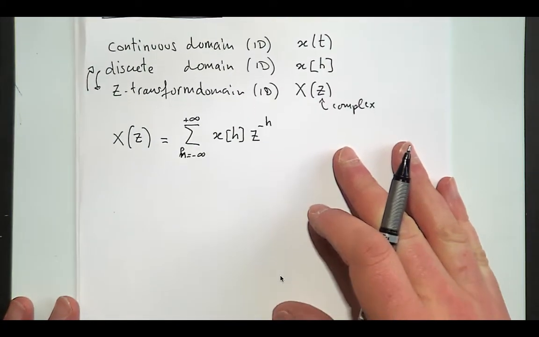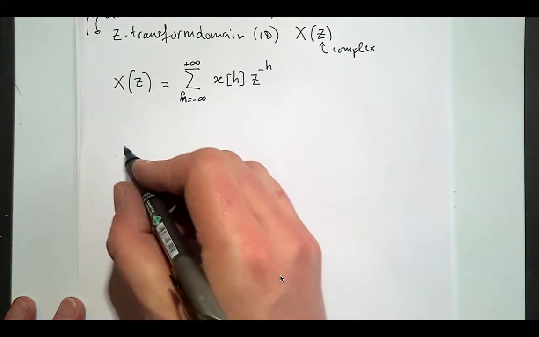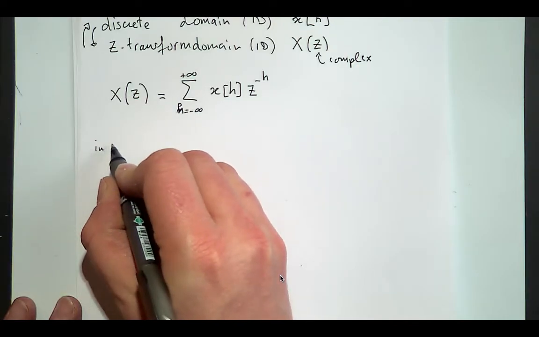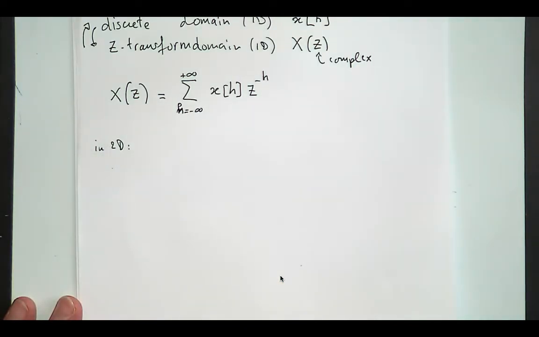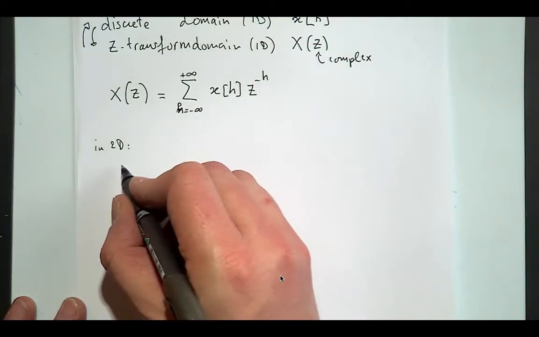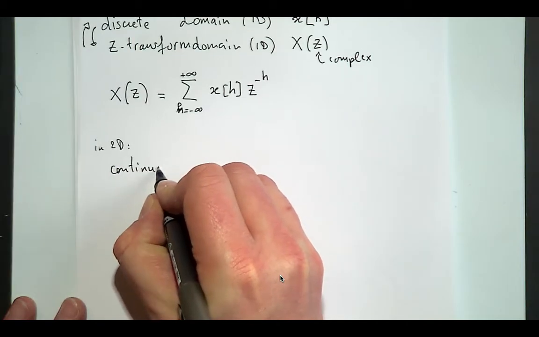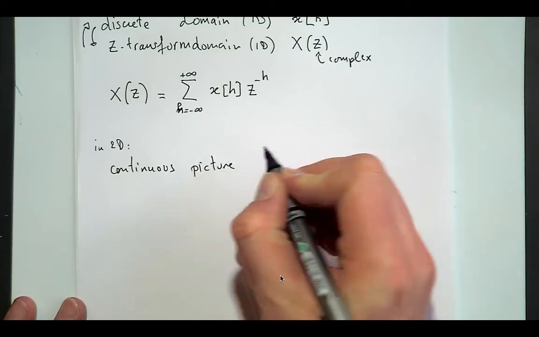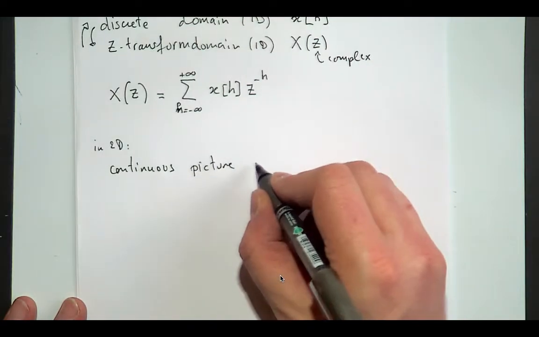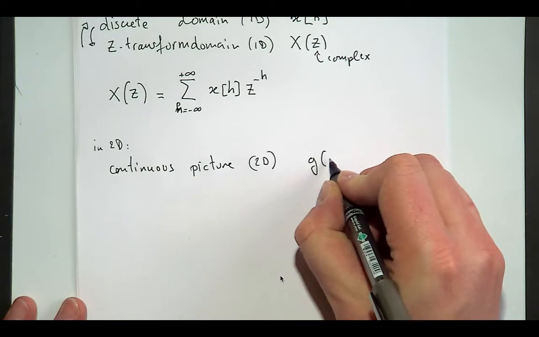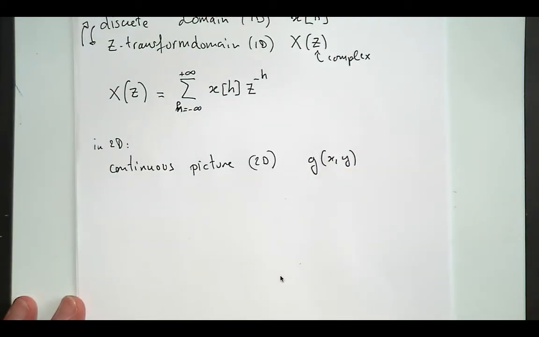Right, so we're going to look now at what's going on in 2D. Let's say you have the continuous version. If you want the continuous picture, it's a real picture, the one with the photons and so on. That would be, let's call it g of x y, and x y would be the coordinates.